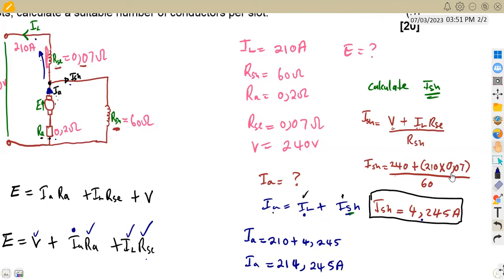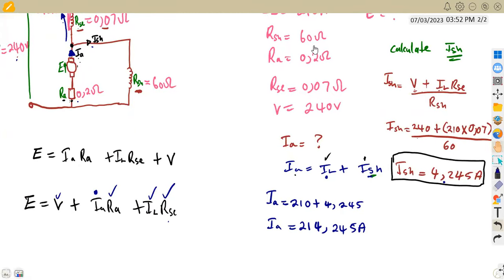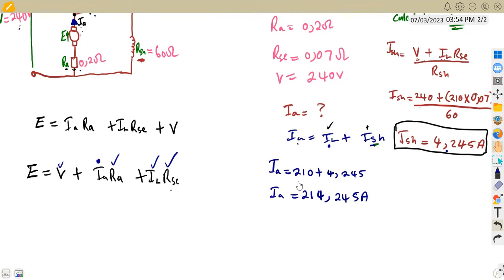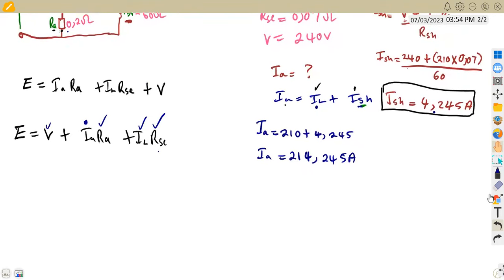Having this current, we are going to substitute now in this formula to calculate our generated EMF. So all you need at this stage is just to substitute. As long as your formulas are there, all you need is to just substitute. So let us try by all means to get this. I think we've got everything here. So we are going to have our E being equal to, so now we are calculating E in this case.